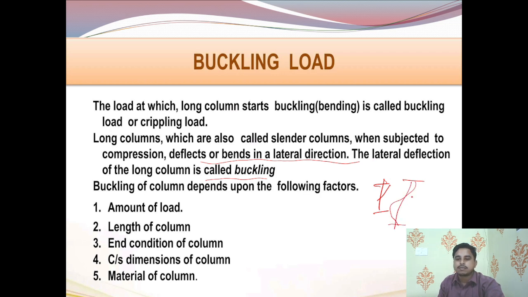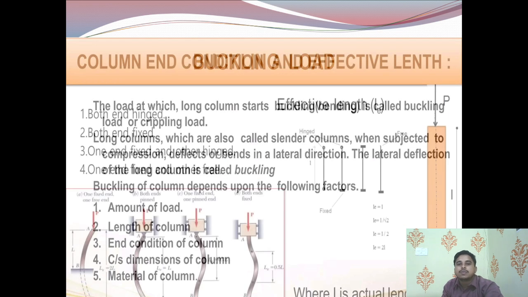Okay, buckling of a column depends upon the following factors. How much load is coming, and the length of the column. If the length of the column is higher, then the tendency of buckling will increase. End condition of the column. End condition means whether the column is restrained by a fixed support or attached to a hinge support. This is the end condition. We will discuss it later in the next slide. Cross-sectional dimension of the column and material of the column.